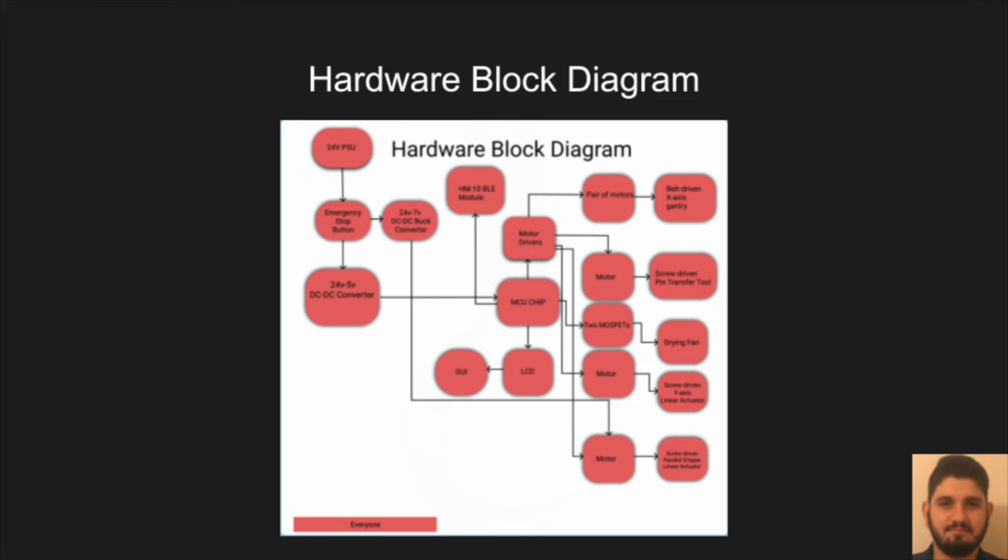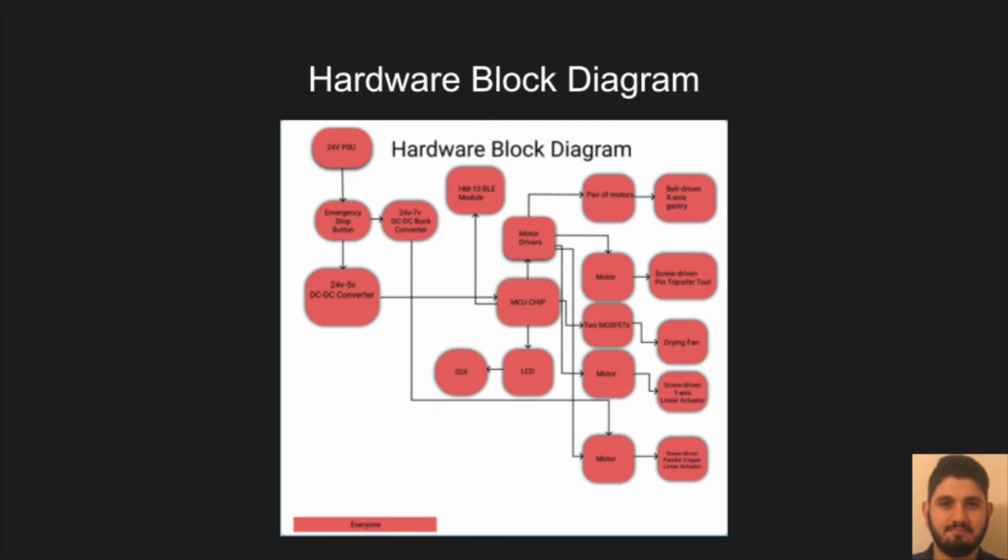You can see in this hardware block diagram, power runs from the 120 volt wall outlet to the 24 volt power supply. The power supply is then connected to an e-stop button. This gets the researcher a way to safely disconnect the pin transfer robot at any point during its operation. The emergency stop button connects it to DC to DC converters, as well as all 5 motor drivers used to operate the motors. The 24 to 7 volt buck converter sends power to the parallel gripper's servo motor, while the 24 to 5 volt converter is used to operate the Atmega 2560 chip.